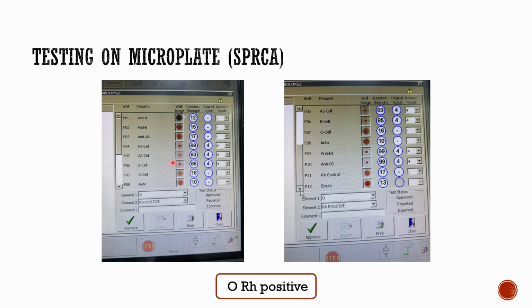After loading the sample and giving specific instructions for running the test, these are the final results that we obtained. Here we can see that with anti-A, anti-B and anti-AB there is no reaction, whereas with A1 cell, A2 cell and B cell there is a 4 plus agglutination. With anti-D1 and anti-D2 there is also a 4 plus agglutination. From that we can infer that the blood group of the sample is O Rh positive.